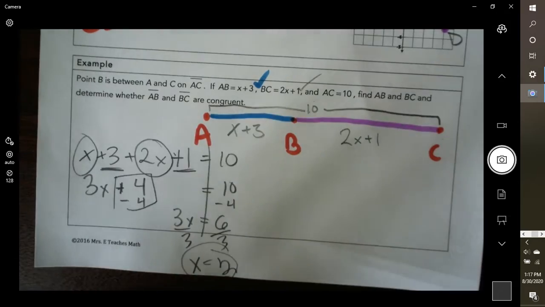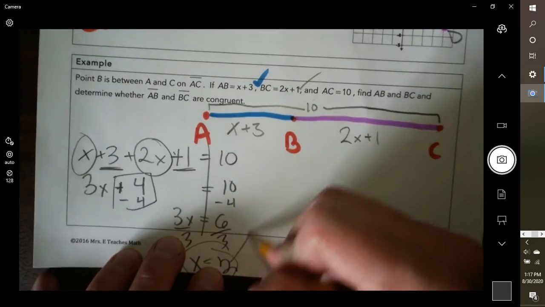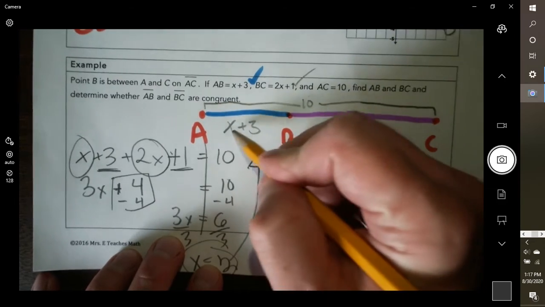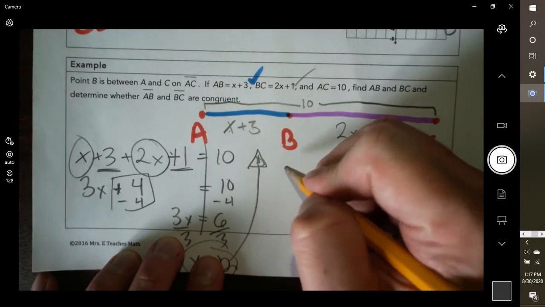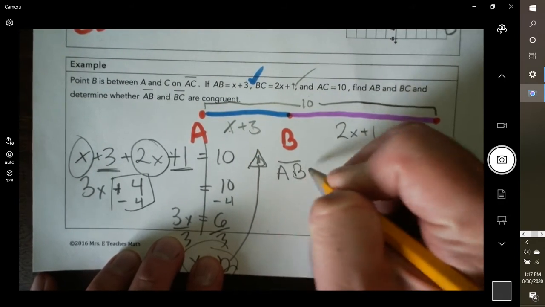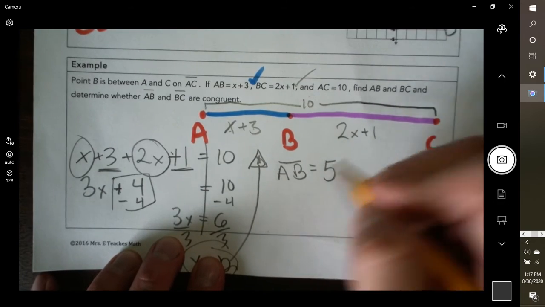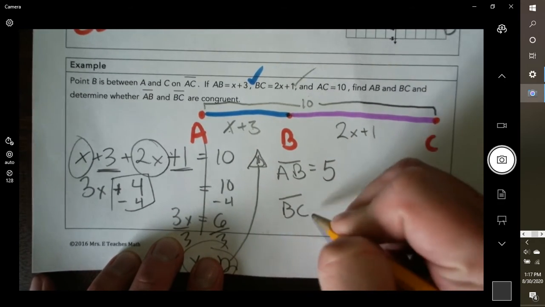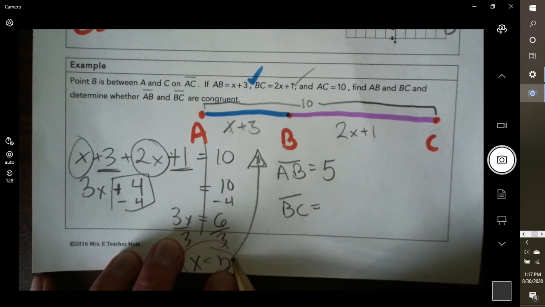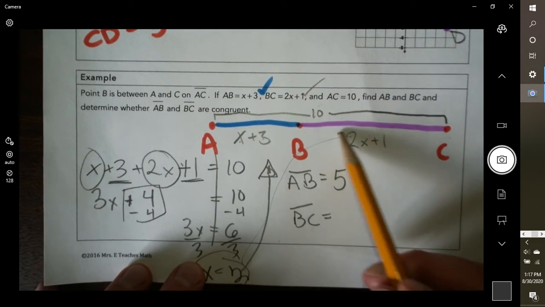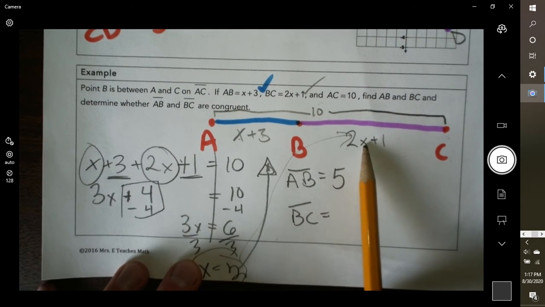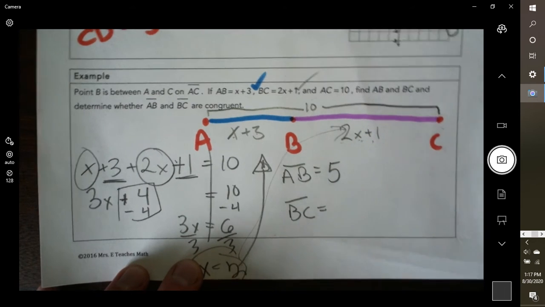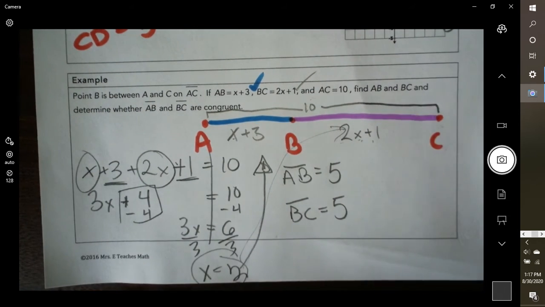I can do mental math here. The other one, it was nice that I did have a calculator, but we can see, okay, if I plug in 2 plus 3 equals 5. So line AB is going to equal 5. Now line BC, if we substitute in 2, we get 2 times 2 is 4 plus 1 is also 5. So we end up with congruent segments here.